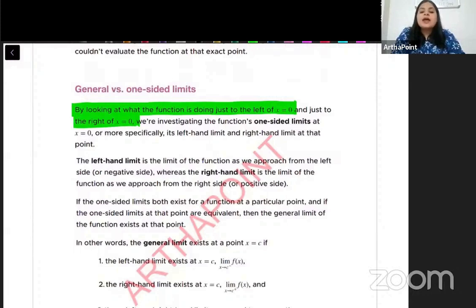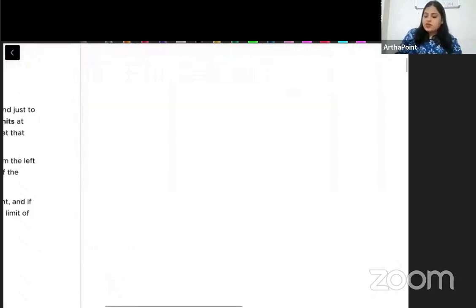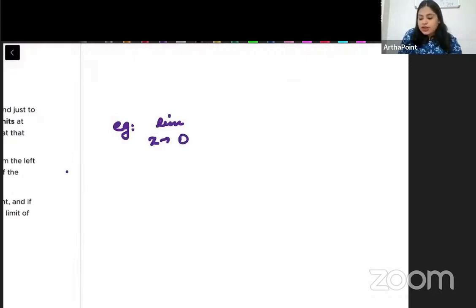Now, the left limit is when you approach it from the left-hand side. So you put any value which is less than whatever limit you are testing. For example, if I want to test the limit as x tends to 0, then to approach it from the left-hand side, I will put any x less than 0. Less than 0 means it can be any negative value.